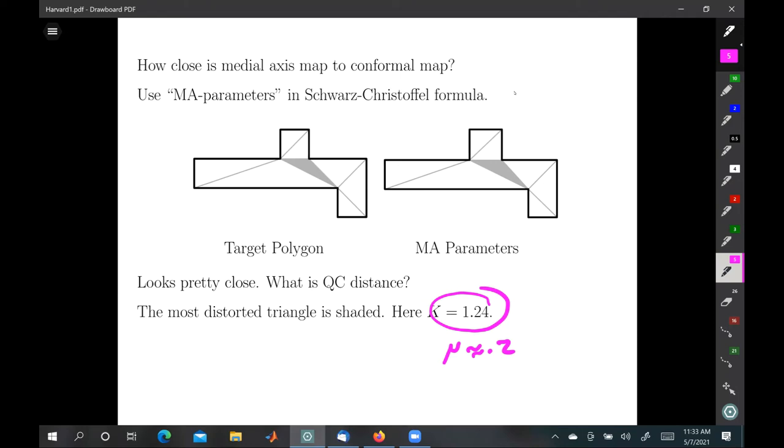So we could improve them, but it could be that if you're using conformal mappings for visualization or for something else, maybe this picture would be good enough by itself. Maybe you wouldn't have to do anything else to it, okay?